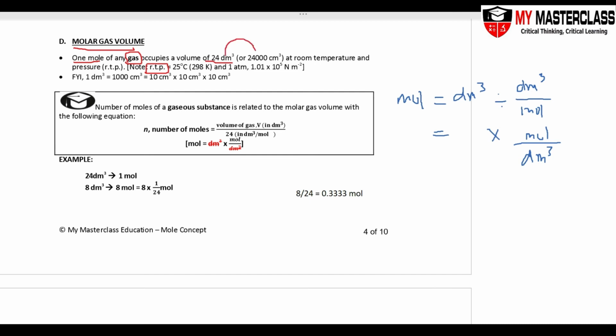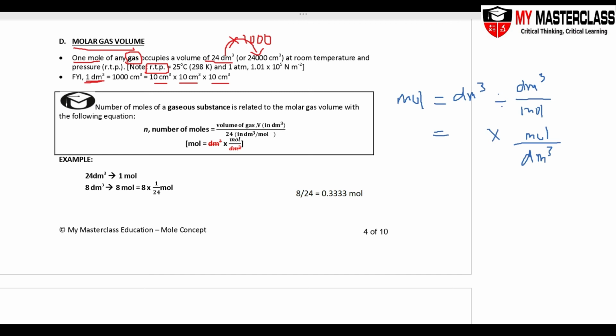Converting 24 dm³ to cm³, you have to multiply it by 1000. So 24 dm³ equals 24,000 cm³. So 1 mole of any gas, 1 mole of oxygen occupies 24 dm³, 1 mole of hydrogen occupies 24 dm³, 1 mole of carbon dioxide occupies 24 dm³. For your information, what does 1 dm³ mean? It means 10 times 10 times 10 cm³. So I have a container of volume 10 by 10 by 10 cm.